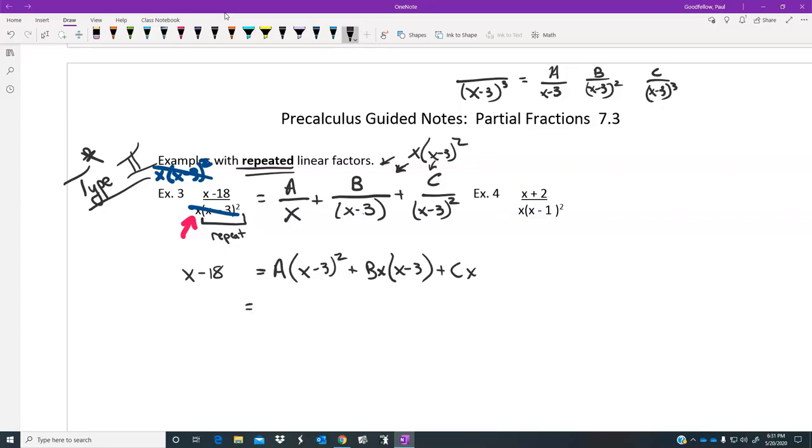Now, here's where your algebra really does kick in. And as a reminder, this would probably be better written as x squared minus 6x plus 9 instead of the squared, and then distribute the A through. So we've got Ax squared minus 6Ax plus 9A plus Bx squared minus 3Bx plus Cx.